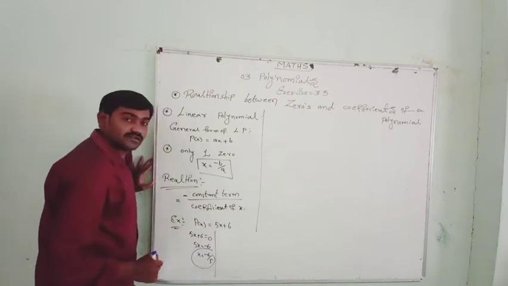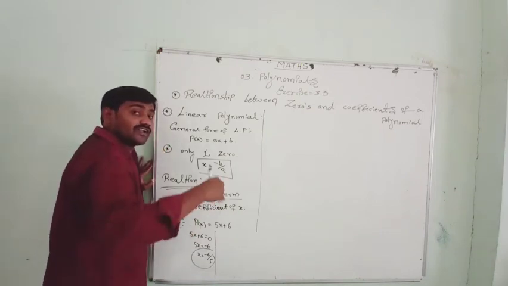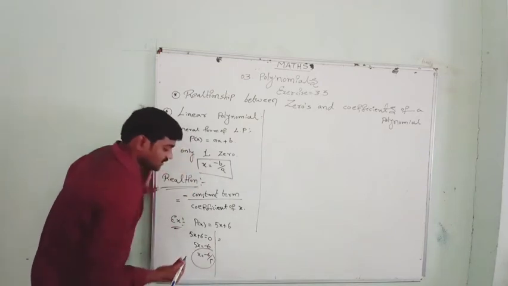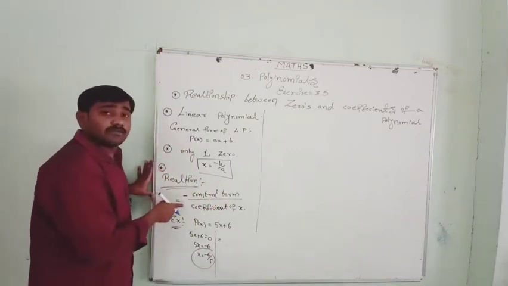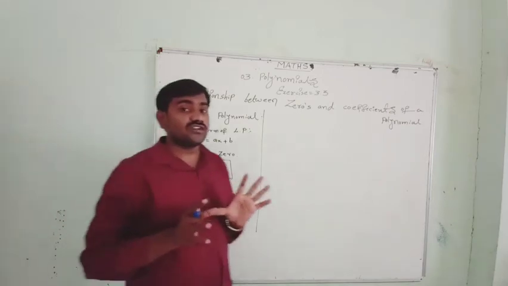How? By solving this. Then how can we write it directly by the relation with the coefficient? The relation with the coefficient, this is important. You need to remember this. What is the relation with the coefficient of a linear polynomial?